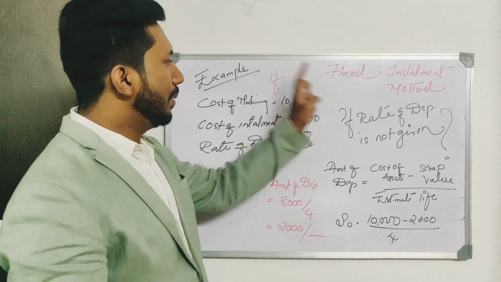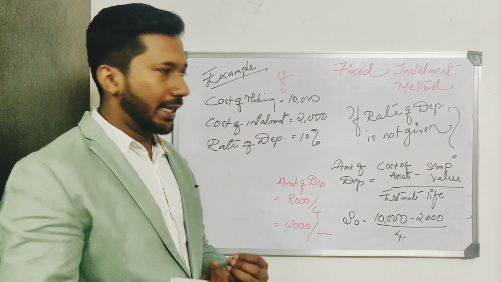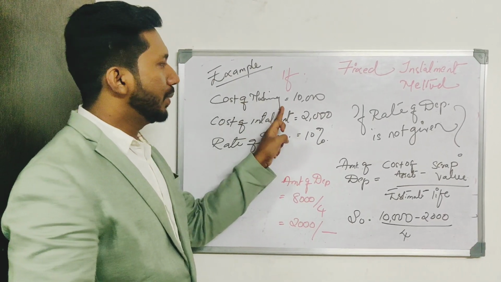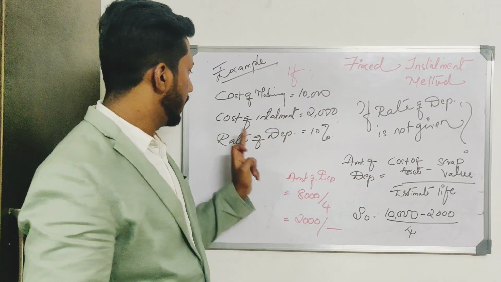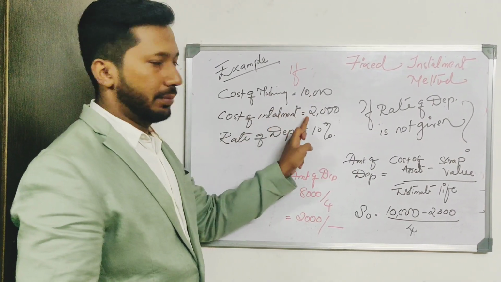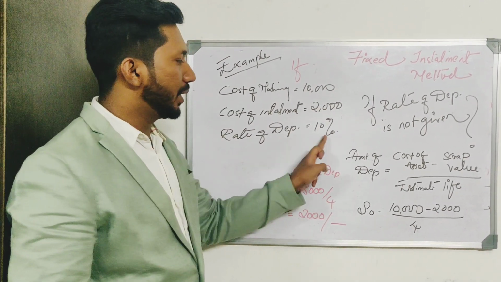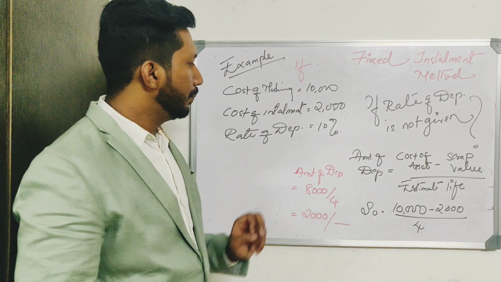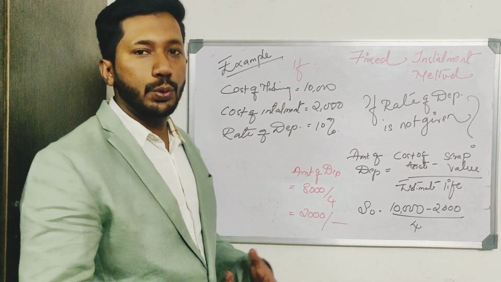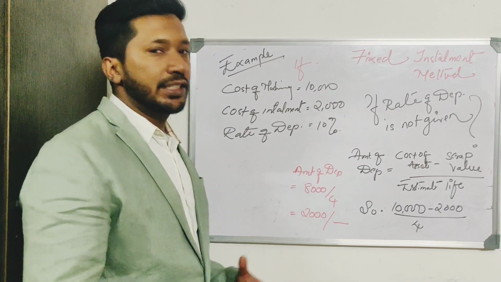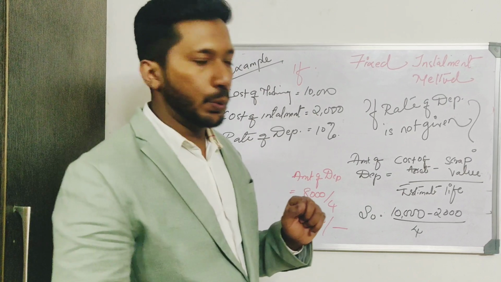And next we need to prepare a depreciation account. So, an example for the fixed installment method. Just an example: cost of machinery is 10,000, cost of installment is 2,000, and rate of depreciation is 10%. With this we will execute the problem and find out how to find a solution under the fixed installment method.